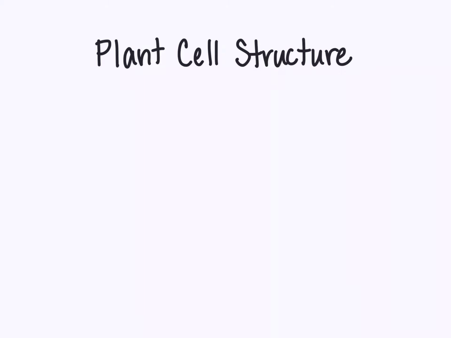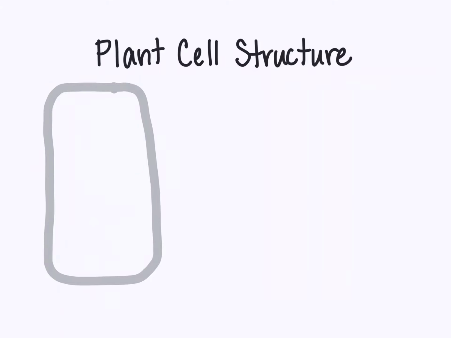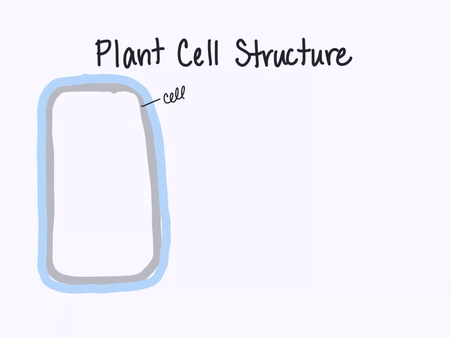So as a reminder, plant cells have a cell membrane that is surrounded by a cell wall. Inside the cell, in addition to things like a vacuole and ribosomes and a nucleus, et cetera, there are these kind of oval-shaped green structures called chloroplasts. And these chloroplasts are where the reactions of photosynthesis occur.